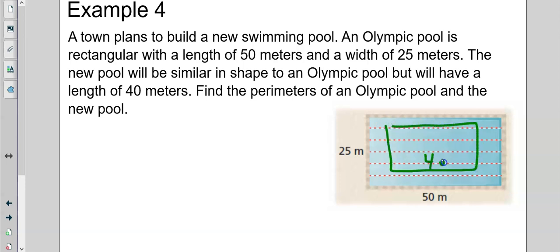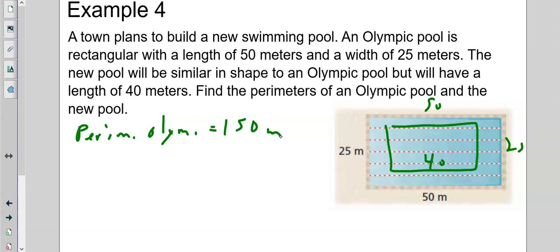It's going to have a length of 40. Find the perimeters of the Olympic pool and the new pool. Well, the perimeter of the big pool is easy. You just add up those numbers. So the perimeter of the Olympic is 50 plus 50 is 100, 25 and 25 is 50, so that is 150 meters.